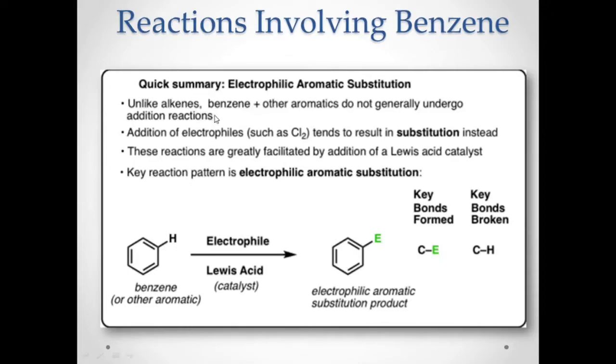Remember, unlike alkenes, benzene plus other aromatics do not generally undergo addition reactions. They are not really undergoing addition reactions like alkenes. So there should be an electrophile, which is an electron-loving substance. It could be your Cl2, which is transformed into an electrophile, and the result is a substitution instead. The hydrogen found on benzene will be substituted with an electrophile. However, this reaction should be facilitated with a Lewis acid catalyst.